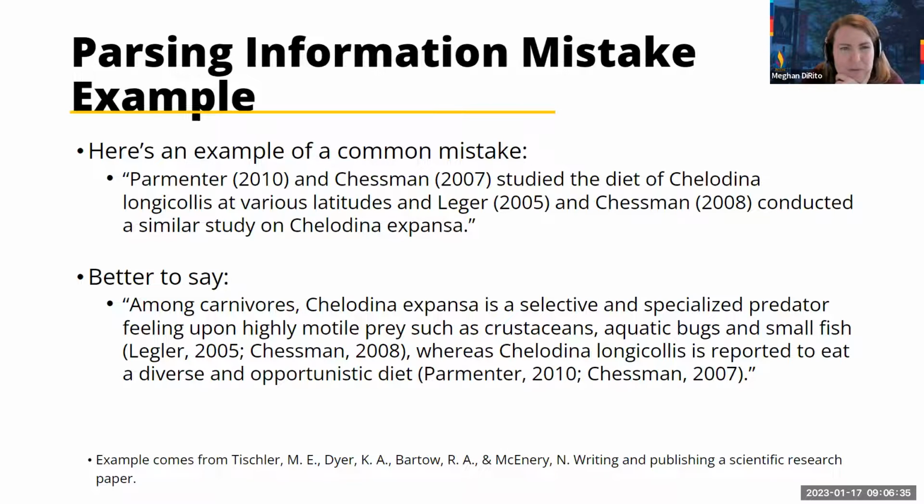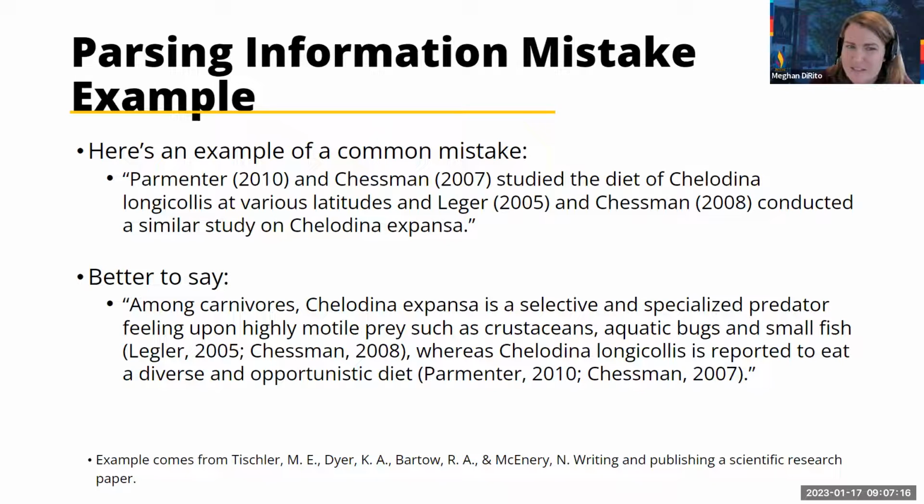I see a lot of people struggle with parsing information, so I wanted to give an example of a pretty clear parsing information mistake. And this comes from a lovely article of writing and publishing a scientific research paper. In this first example, you can see they're basically just spitting out references. So they're saying, these first two individuals studied the diet of Chelodina longicollis at various latitudes, and two other fellows did a similar study on a different species. What did that actually tell you?